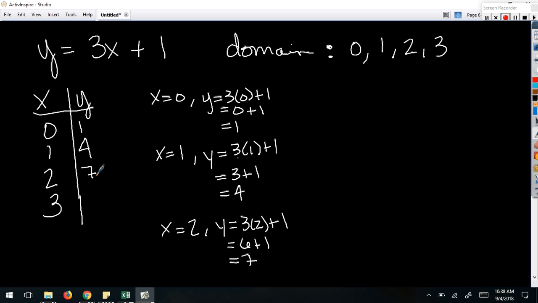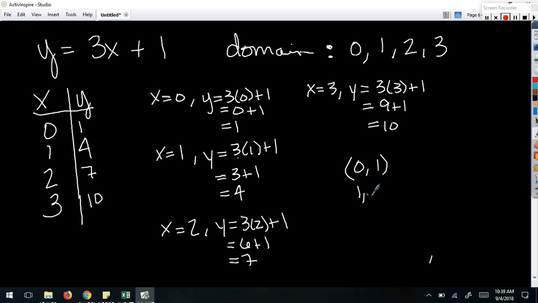And then for the last one, when x equals 3, y equals 3 times 3 plus 1. And everybody's saying 10, but make sure you show all your steps. Will this be on the test? Yes, this better be on the test. That's fine. Give me the coordinates. 0, 1; 1, 4; 2, 7; 3, 10.